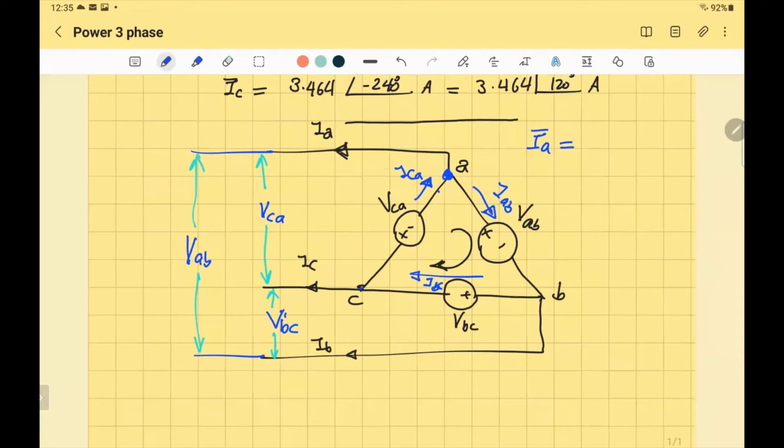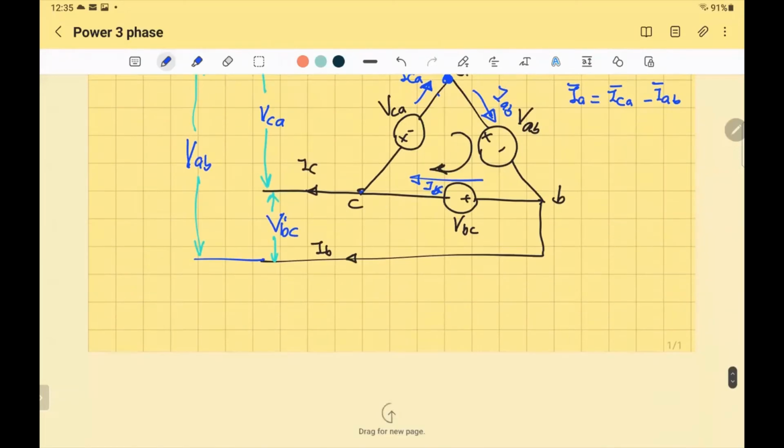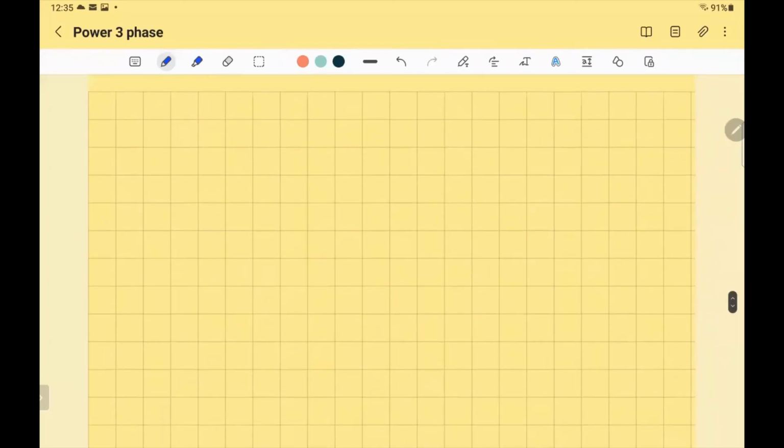You apply Kirchhoff current law. You can say that this junction, the input is ICA, and the output is IA and IAB. That's Kirchhoff current law. If you want to find IA, you will say IA is equal to ICA minus IAB. True? So what's the relationship between the line and phase current?